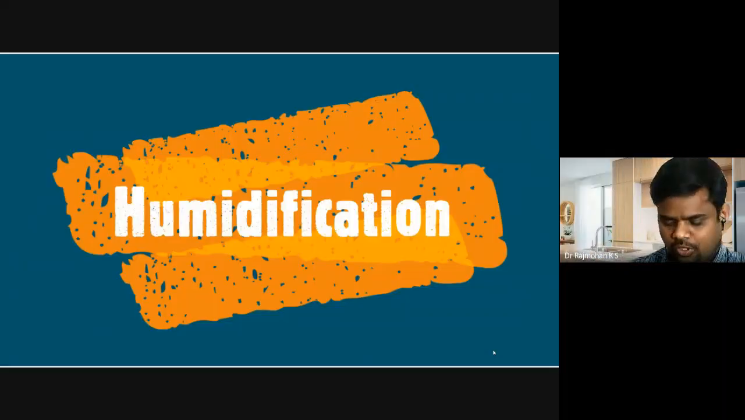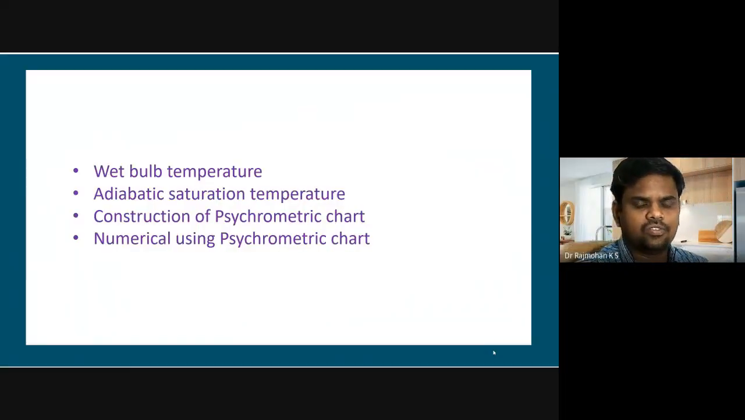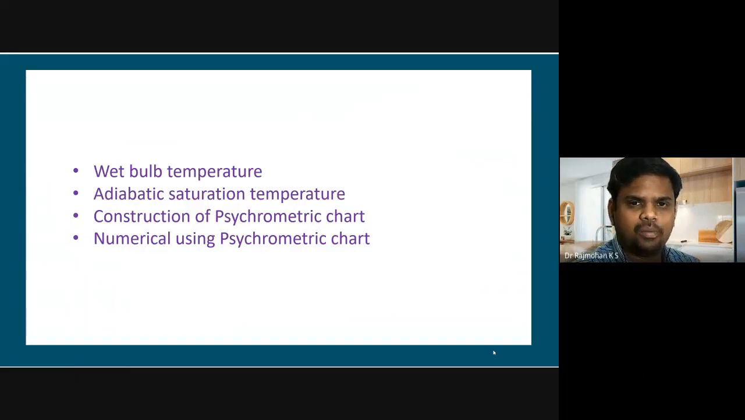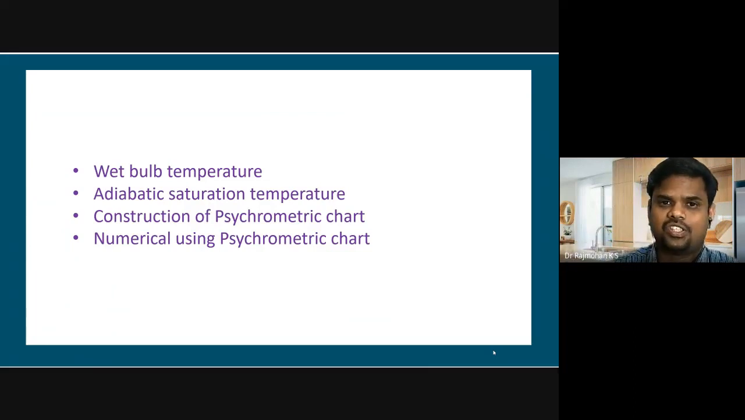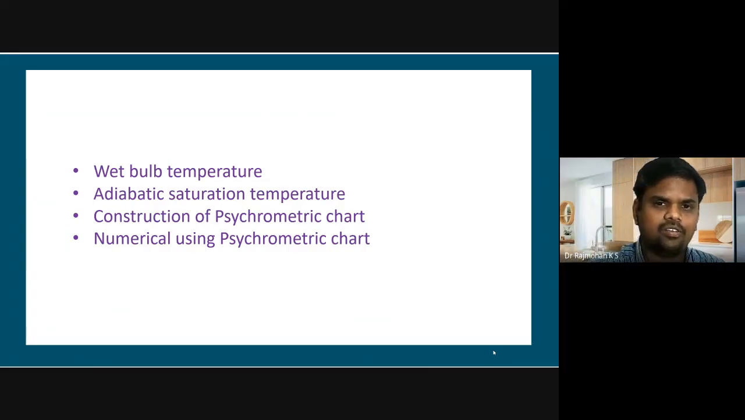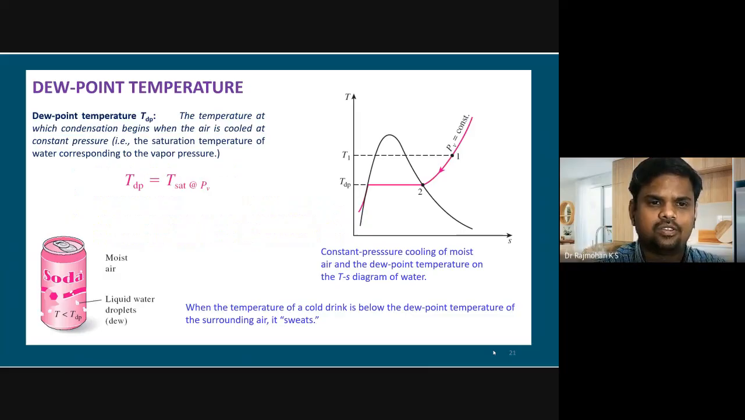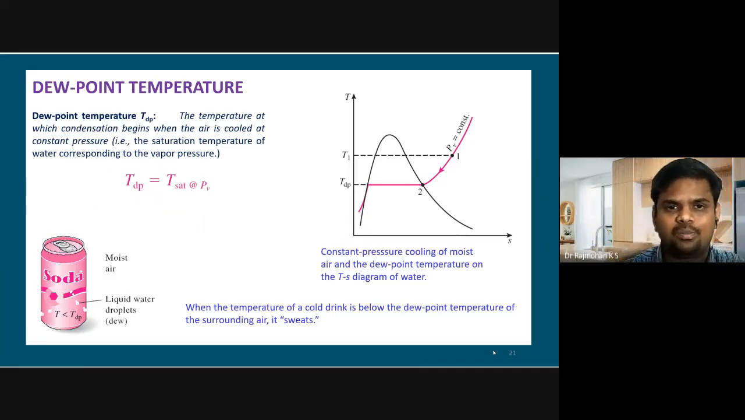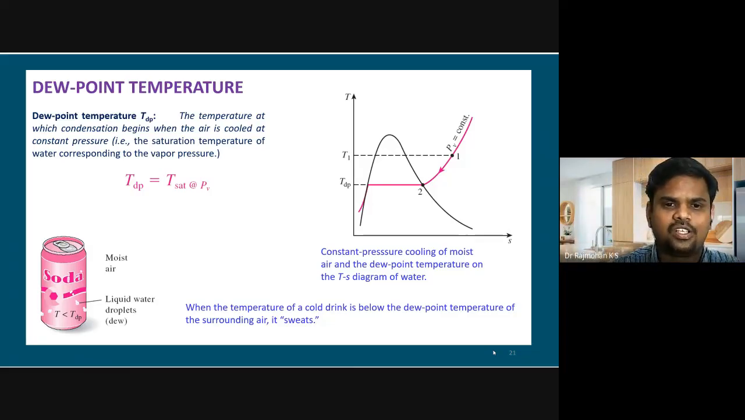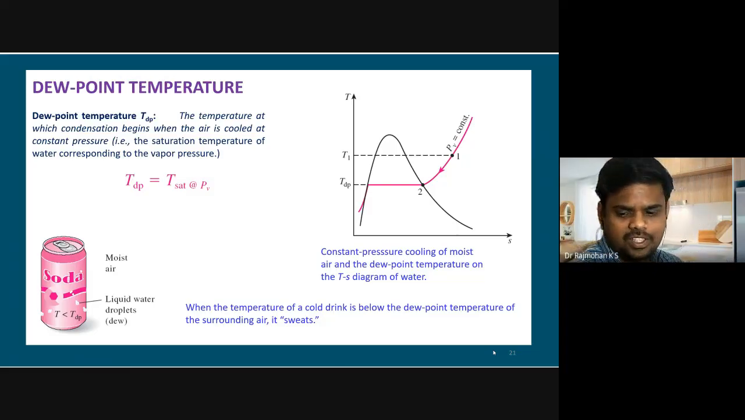We are going to discuss humidification, and the agenda for this lecture is: we will introduce wet bulb temperature, adiabatic saturation temperature, construction of a psychrometric chart, and numericals using the psychrometric chart. That we are going to cover in this lecture. We have seen in the last lecture what dew point temperature is. It is the temperature at which condensation begins when the air is cooled at constant pressure. When the temperature of the air is reduced, the first point at which condensate is formed is the dew point temperature, right?